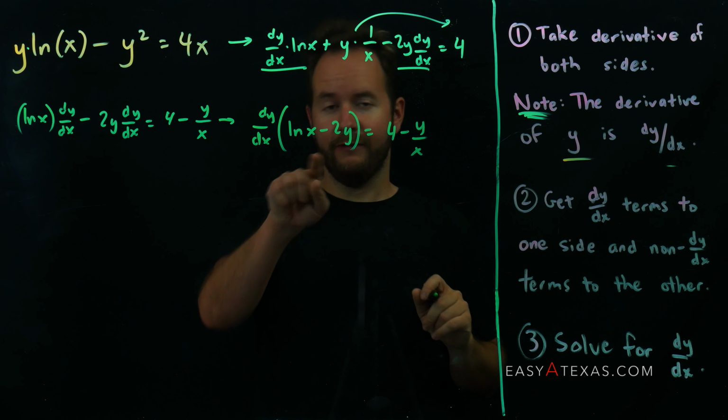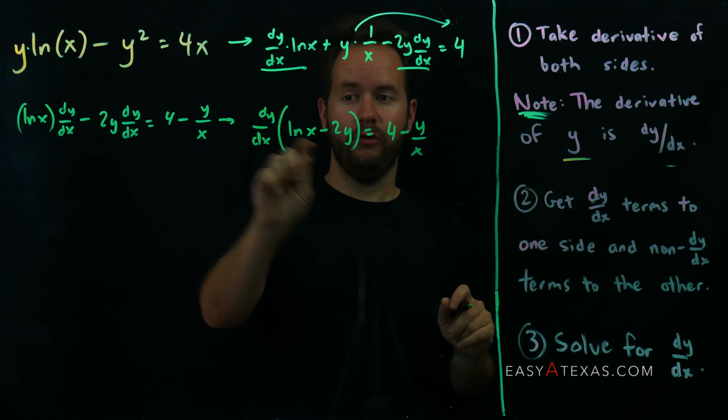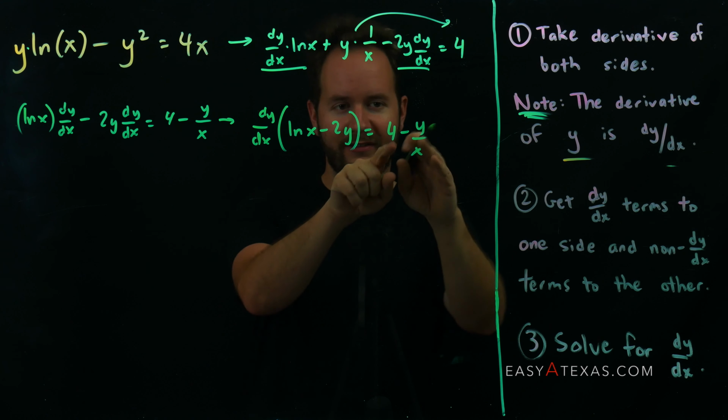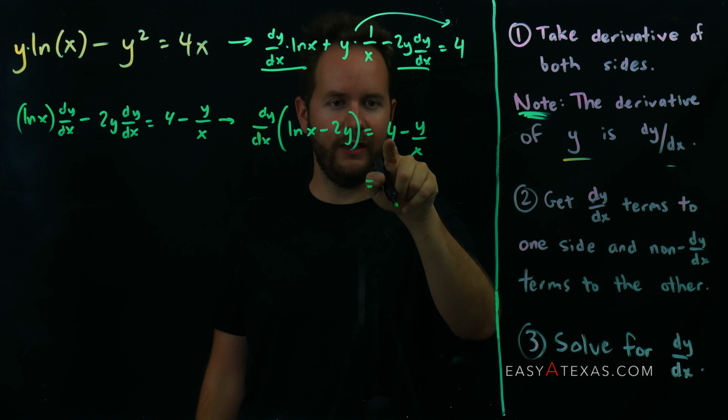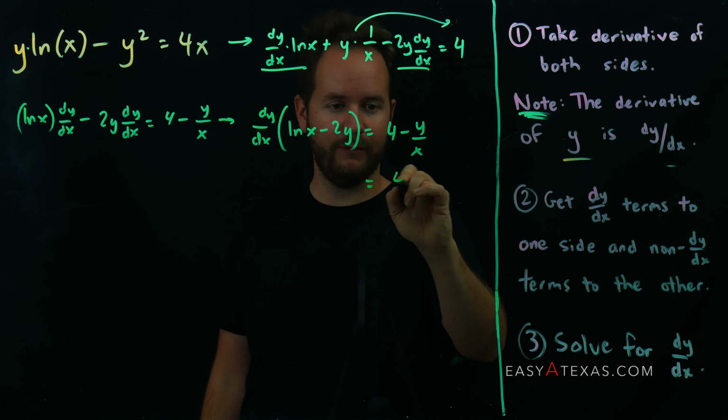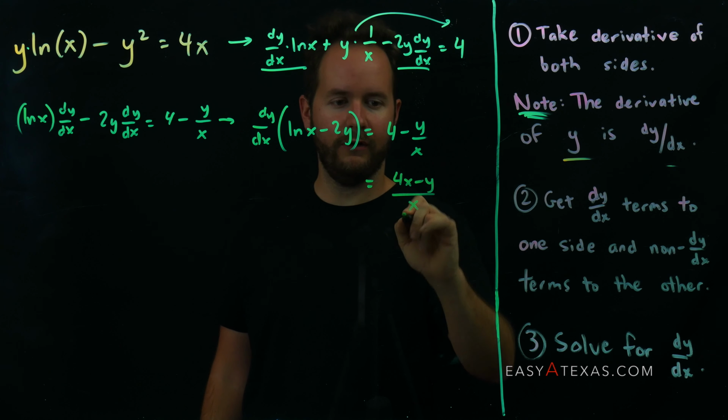Before I go on and divide both sides by ln of x minus 2y so as to isolate dy/dx, I'm going to simplify this right-hand side. I'm going to get a common denominator. If I do that, this 4 picks up an x that it's missing, giving me 4x minus y all over x on that right-hand side.